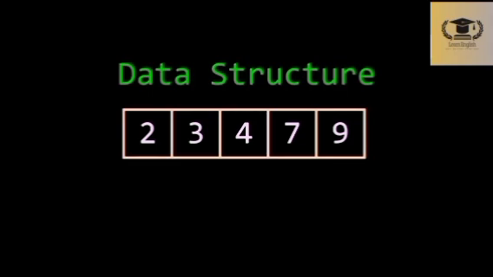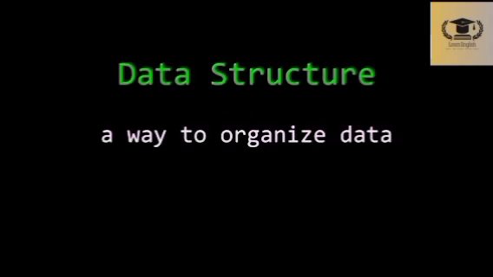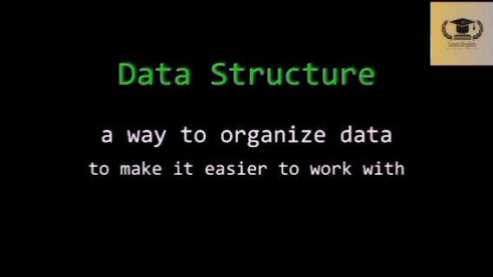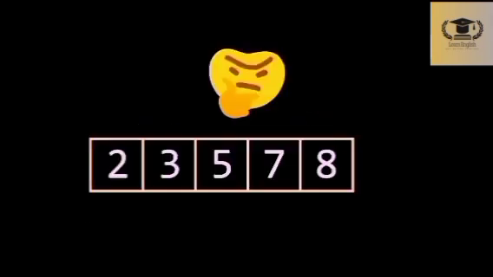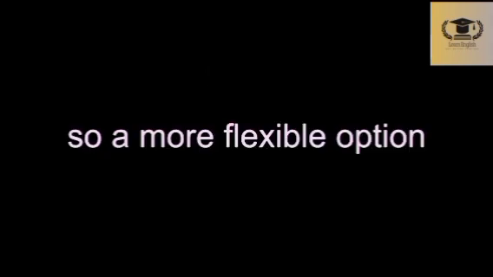Arrays are what's known as a data structure, which is just a way to organize data to make it easier to work with. Retrieving values from an array is blazingly fast, but the size of an array is often fixed on creating it, so when it's full you can't add anything, and if you don't use all of it, it's just wasted memory, so a more flexible option is a linked list.